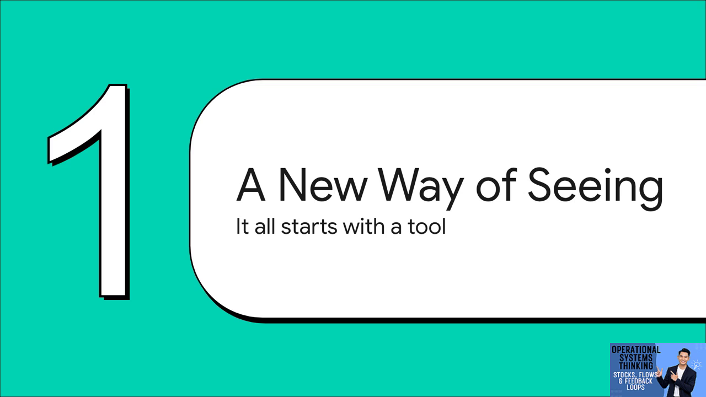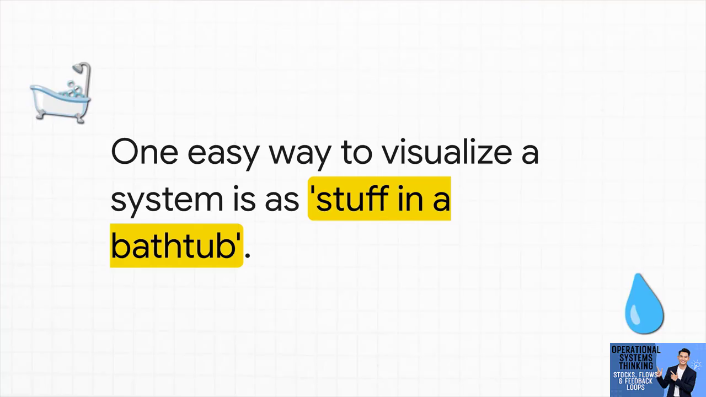And believe it or not, it all begins with a tool you're probably already very familiar with. Yep, a bathtub. I know, it might sound a little basic, but the dynamics of a simple bathtub hold the key to understanding incredibly complex systems. Just picture it in your head. You've got the tub, you've got the faucet, and you've got the drain. This one image is the foundation for everything we're about to unpack.